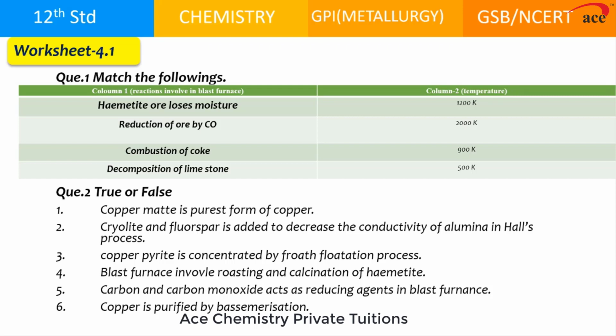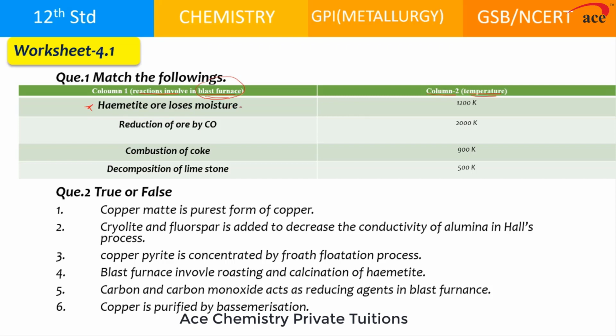Done? Yes. So let us discuss the answer of this. In column 1, they have given reactions involved in the blast furnace, meaning it is related to the metallurgy, or extraction, of iron, and column 2 gives the temperature. The very first they have given is hematite ore loses moisture.